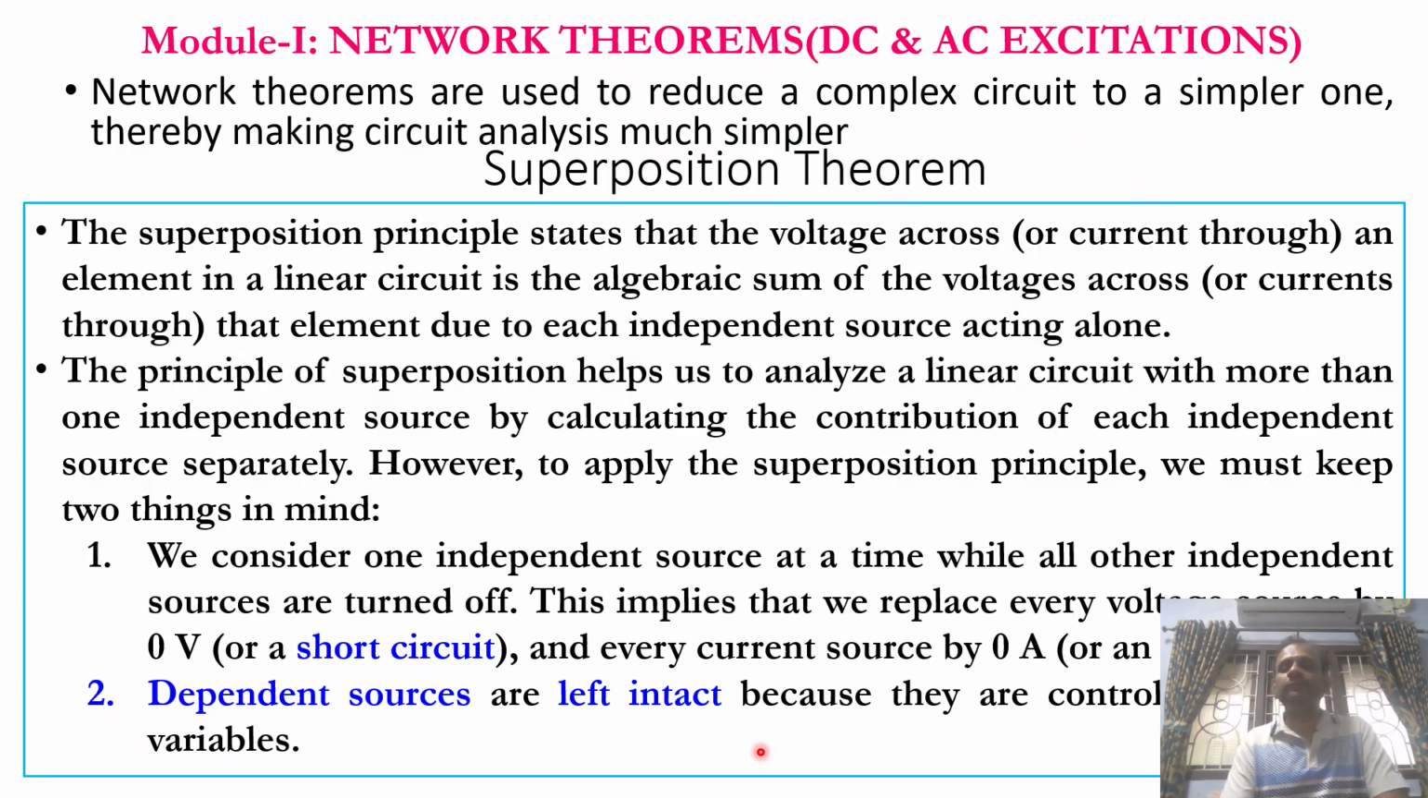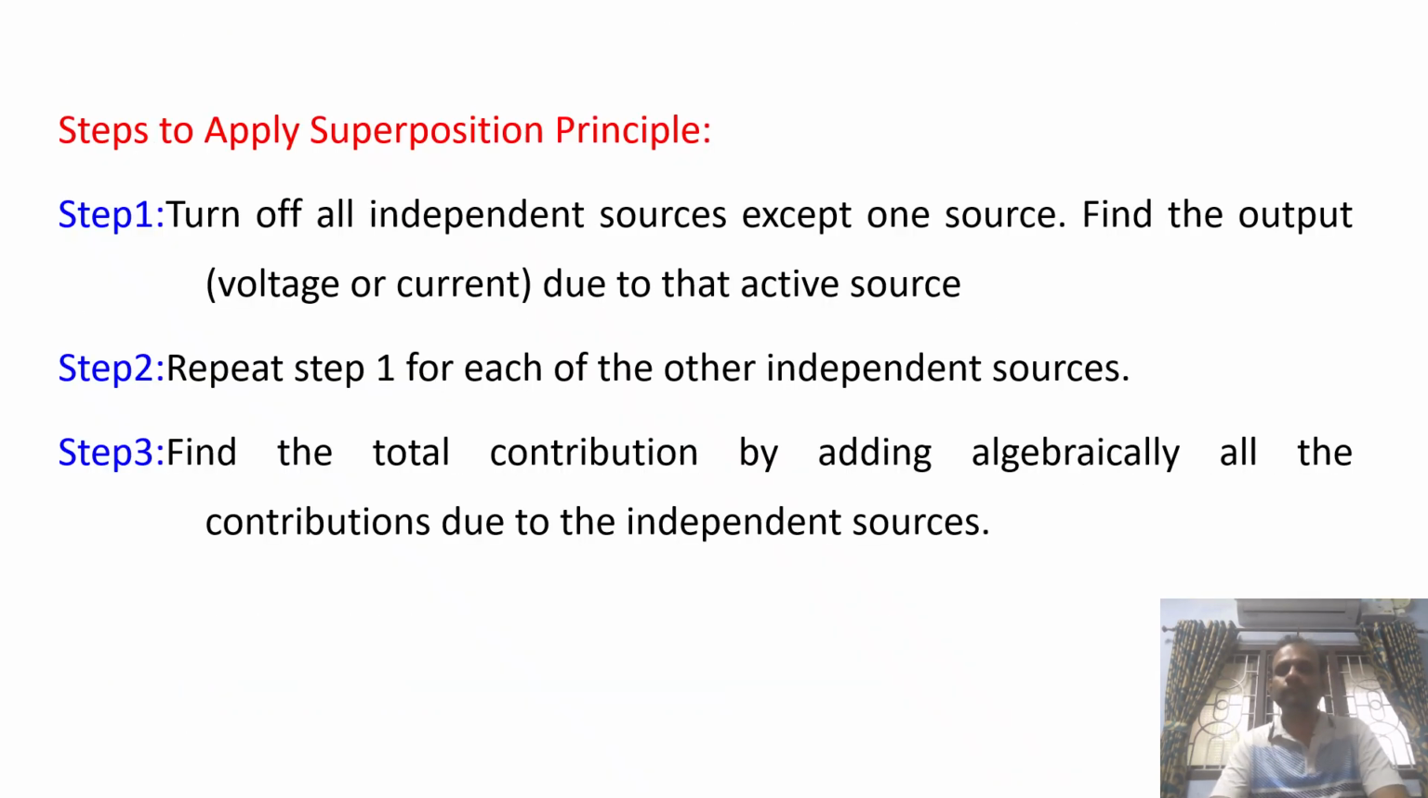There are two types of sources, independent and dependent. Dependent means it is dependent on some variable like time, voltage, current, etc. So if a voltage is dependent on time, it is a dependent source. If it is not depending on time, it is an independent source. We will move on to the next slide.